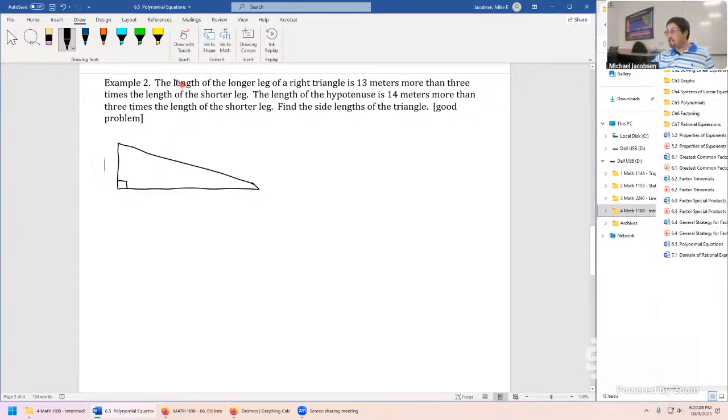And now let's see how this information relates. The length of the longer leg is 13 meters more. But here's the longer leg, so let's go 13 meters more, plus 13. Then 3 times the length of the shorter leg. Because the shorter leg came last in the statement, it's a good idea to place the variable here. Then 3 times the length of the shorter leg would just be 3x. So we've related x as the shorter leg. The longer leg is now 13 meters more than 3 times x, 3 times the length of the shorter leg. So that takes care of this very first sentence. Any questions at all getting the x, 3x plus 13 so far?